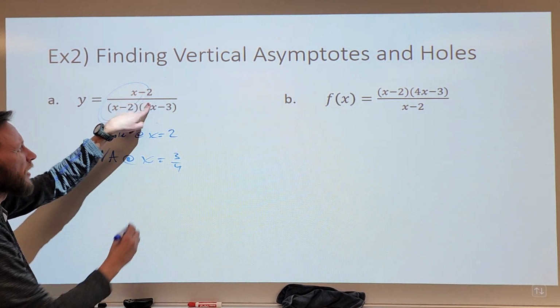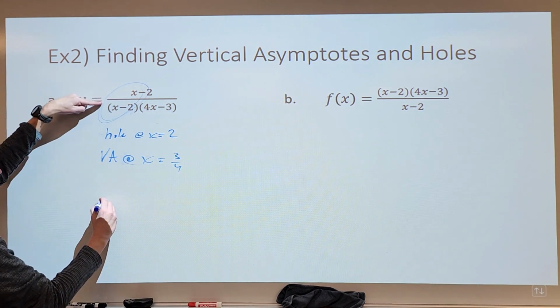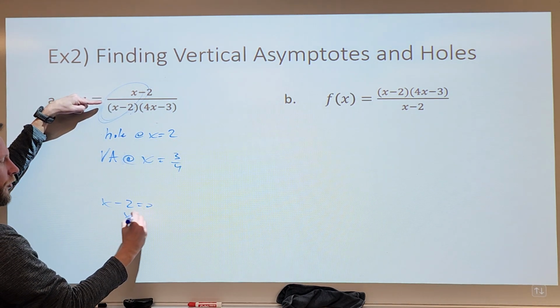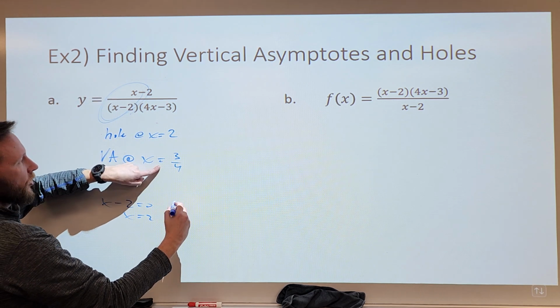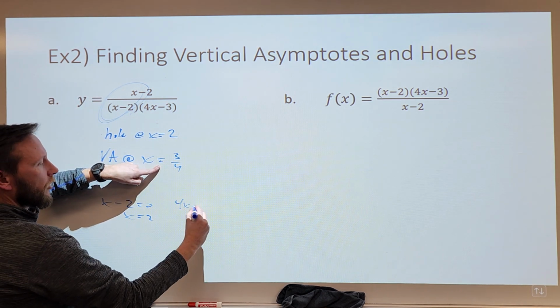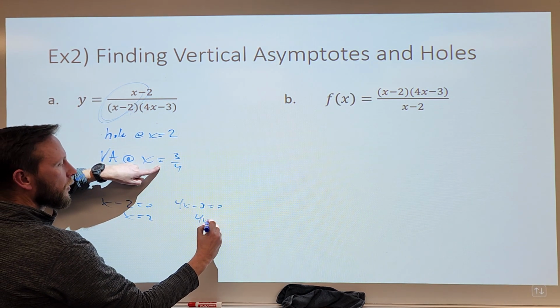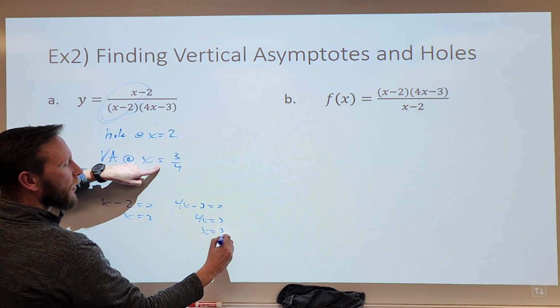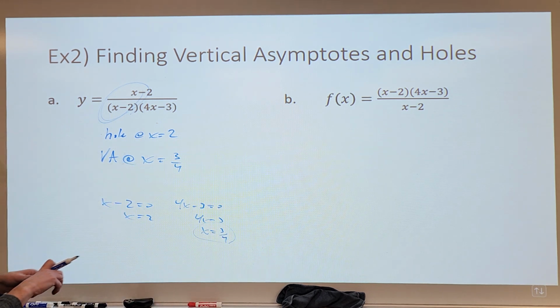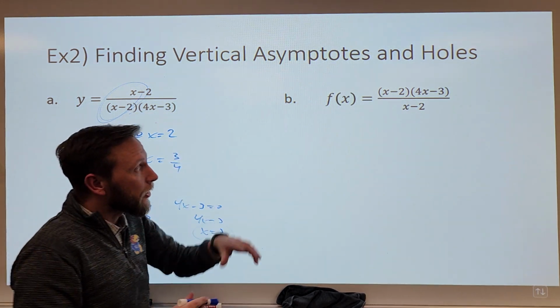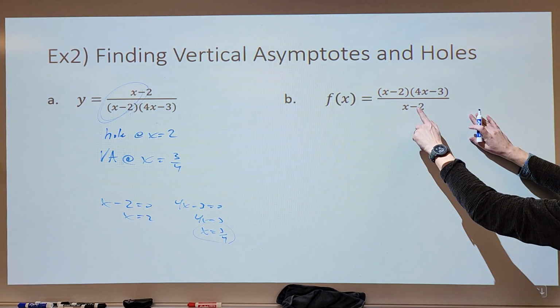Okay? Again, if you're having trouble with the math on this, I get x equals 2 by taking x minus 2 equals 0 and adding 2 on both sides. I get x equals 3/4, just like last unit, by setting this factor equal to 0. I add 3, I divide by 4. Sorry if you can't see that marker very well, it's kind of dying. I'm doing my best.